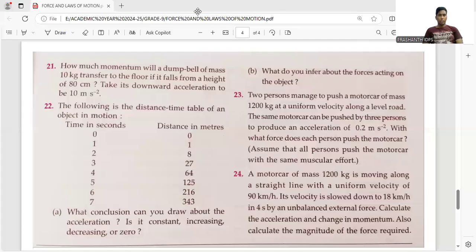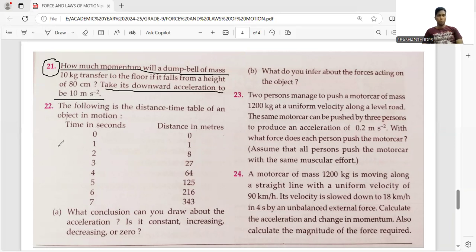Good evening, everyone. Today we are going to discuss the remaining problems of force and laws of motion. The first question is the 21st question. How much momentum will a dumbbell of mass 10 kg transfer to the floor if it falls from a height of 80 centimeters? Take its downward acceleration to be 10 meter per second square.